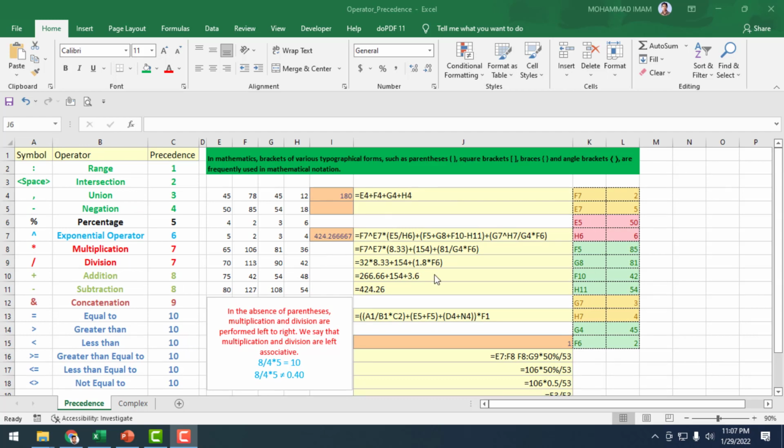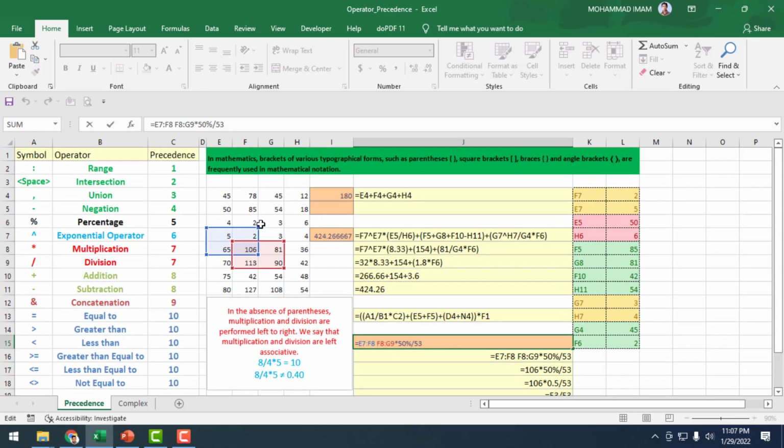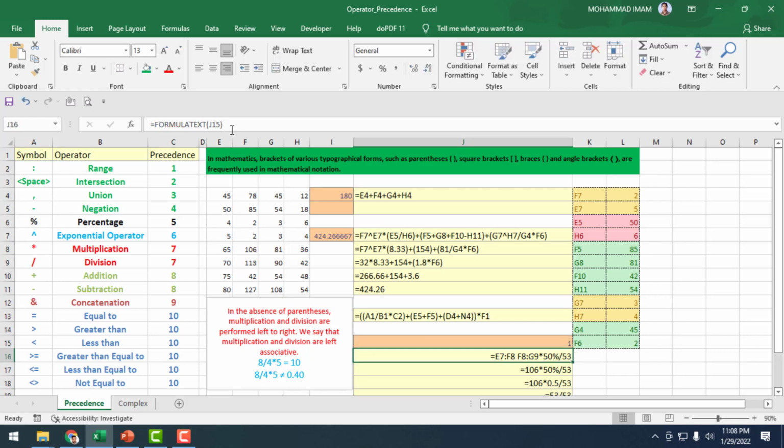So if we observe that, see that formula, here is 1. If I double click, the ranges are selected. See that here is the first, range operators. After that, here is space. So first, our range operator's precedence level is 1. Then space. Here the task is completed first, here 2. After that, here is multiplication, then 50% divided by 53.